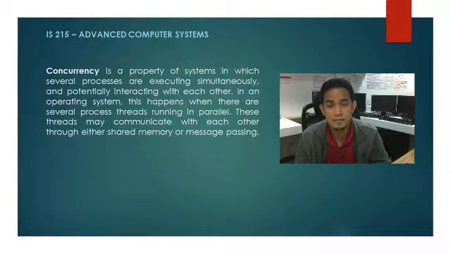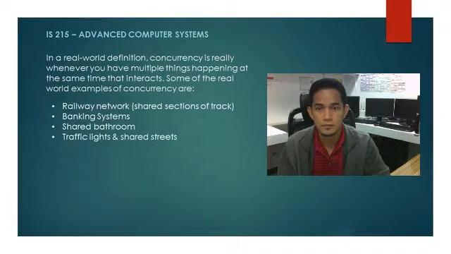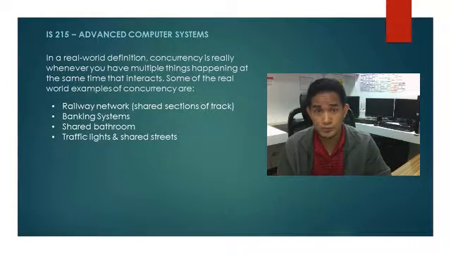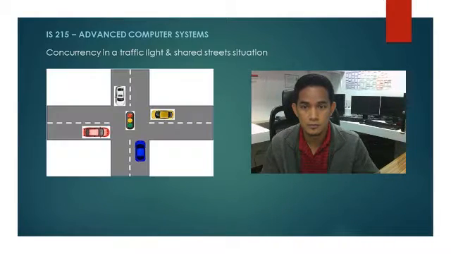In an operating system, this happens when there are several process threads running in parallel. These threads will communicate with each other through either shared memory or message passing. In a real-world definition, concurrency is really whenever you have multiple things happening at the same time that interact. Some of the real-world examples of concurrency are railway network, banking systems, shared bathroom, traffic lights, and shared streets. In this video, I'm going to explain the concurrency in a traffic light and shared street situation.